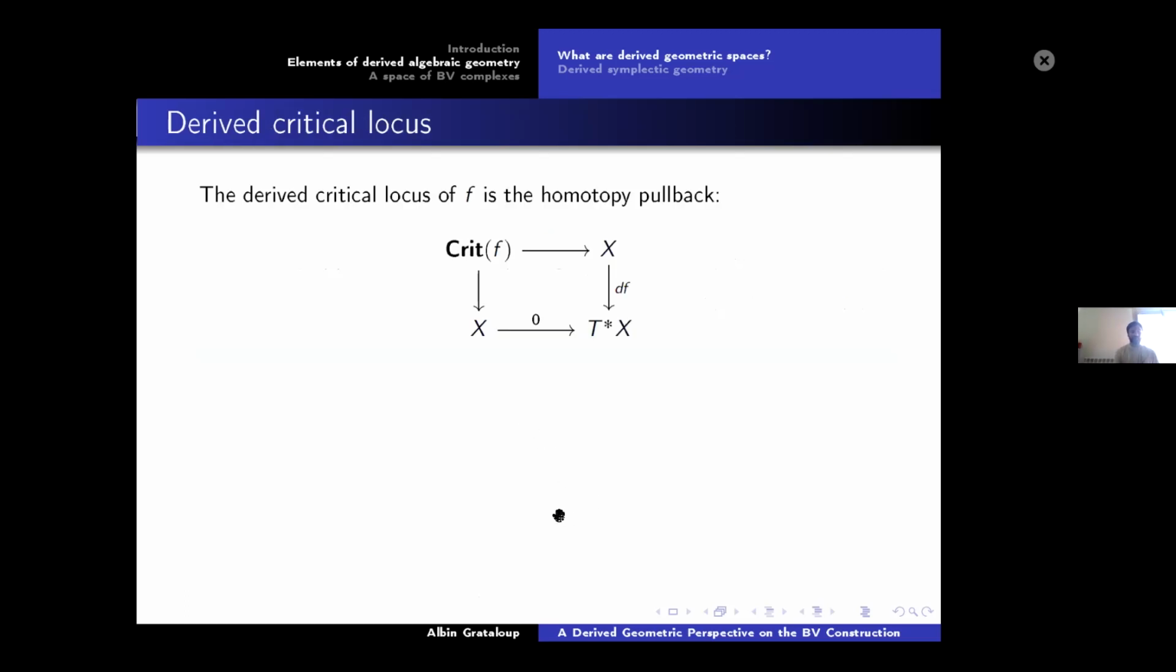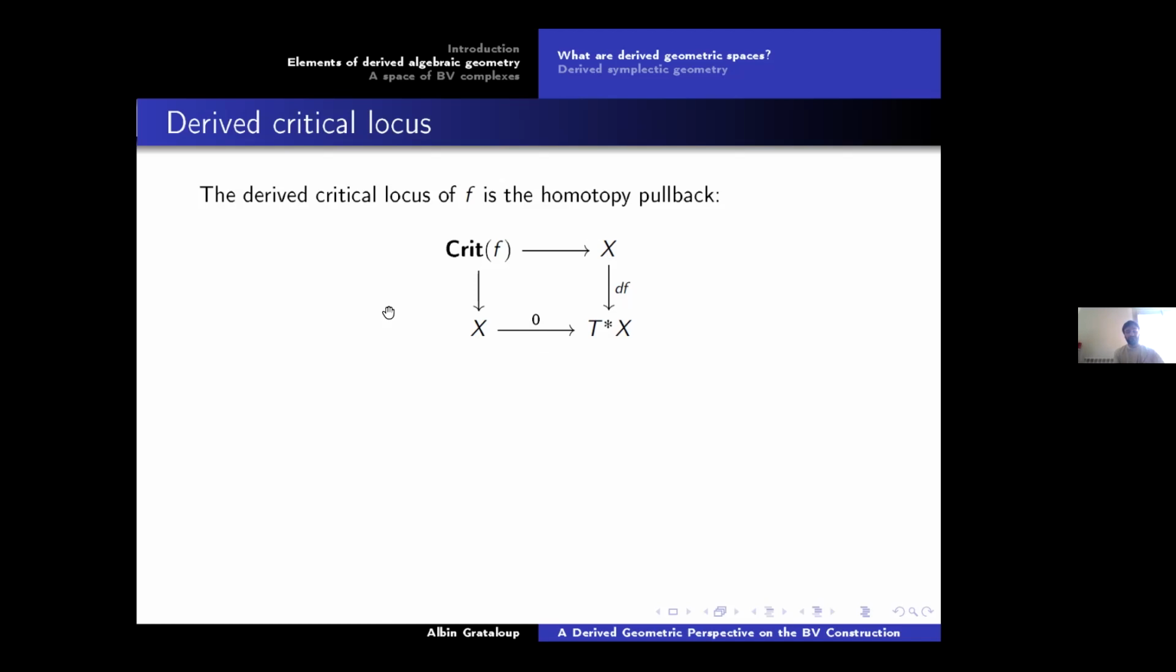Okay. The second thing I'm going to need: when I was giving my characterization of BV that I want to go toward, I was mentioning this derived critical locus, so now I can define it. I will define it as the homotopy pullback between df, seen as a section of the cotangent bundle, of the cotangent stack, and the zero section.